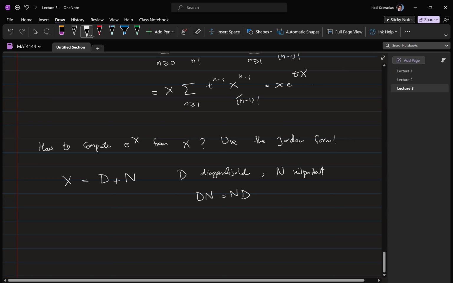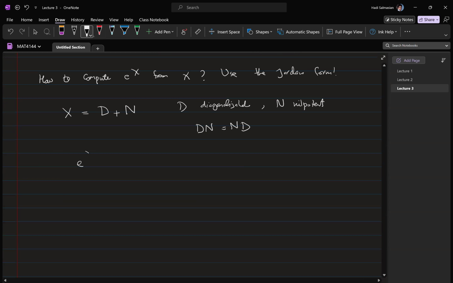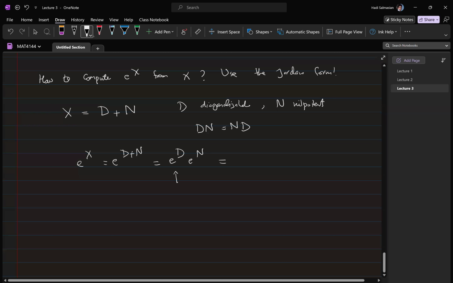And now what you should do is to compute e to the x. This is e to the d plus n. But what we saw is that if two matrices commute, we can write this as e to the d times e to the n. And now the diagonal part is easy. And e to the n is just also a finite sum. So if d is d1 to dn, then e to the d is e to the d1 up to e to the dn. And the other one, for the nilpotent part, is the finite sum.